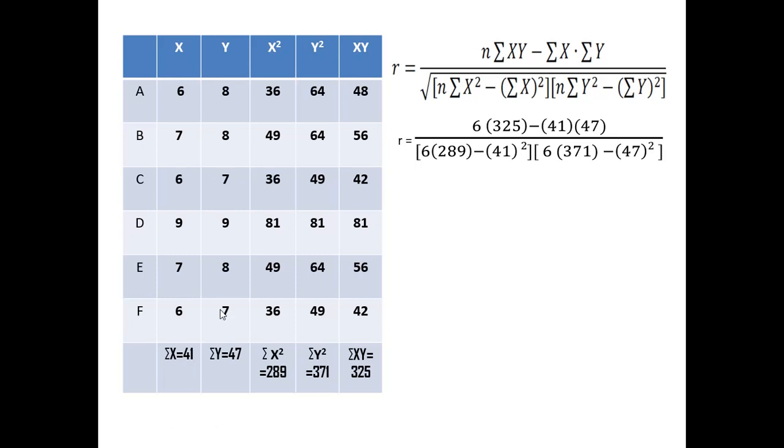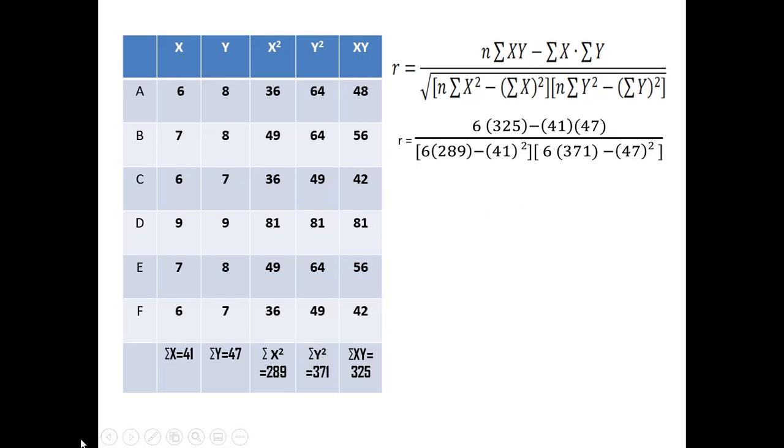Summation of x muna. Summation of x. Summation of x squared pala. So, summation of x squared is 289 minus, of course, quantity summation of x. So, dapat itong x. So, 41 raised to the second power. Close quantity. Okay, 6 times, of course, summation of y squared. So, 371 minus quantity 47 raised to the second power.